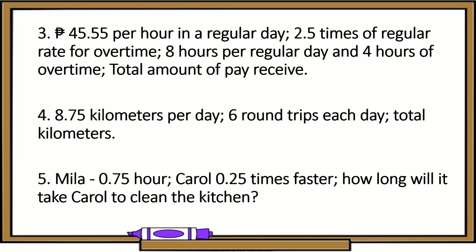For number 4, 8.75 kilometers per day, 6 round trips each day, total kilometers. For number 5, Mila is 75 hundredths hour. For Carol, 25 hundredths times faster. How long will it take Carol to clean the kitchen? So, ito yung inyong gagawan ng problem. So, maaari nyo balikan ang ating mga examples sa video na ito upang mas madali nyong masagutan ang bawat katanungan sa learning task na ibinigay para sa linggong ito.